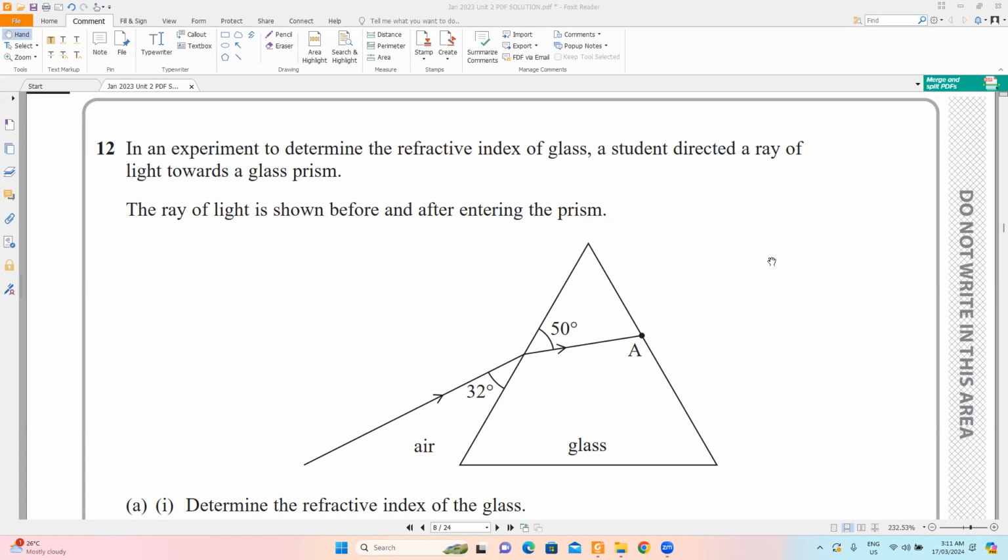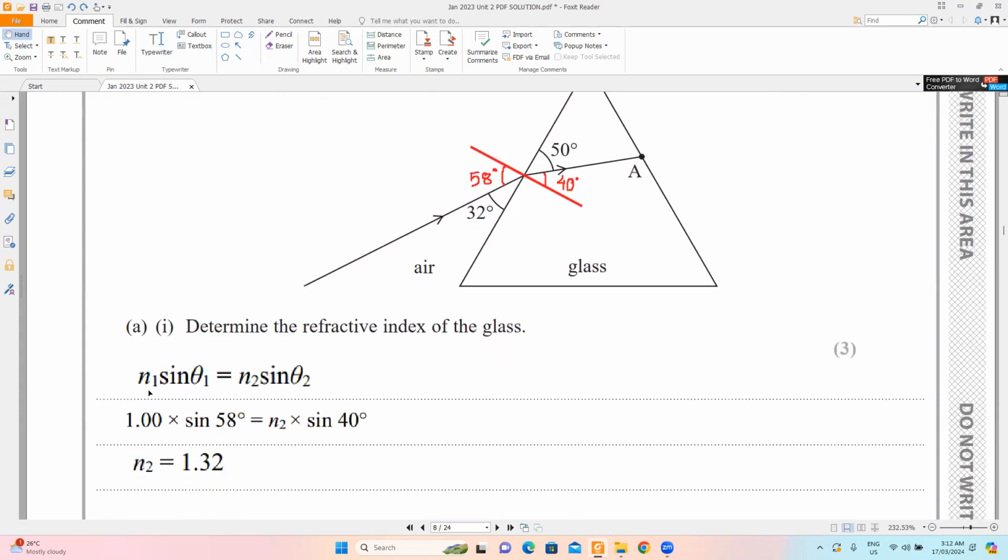So the very first thing you have to do is draw a normal and then mark the angles with respect to the normal, of course. So this is my angle of incidence and this is my angle of refraction. And once you have these two angles, use n1 sine theta 1 equals n2 sine theta 2.